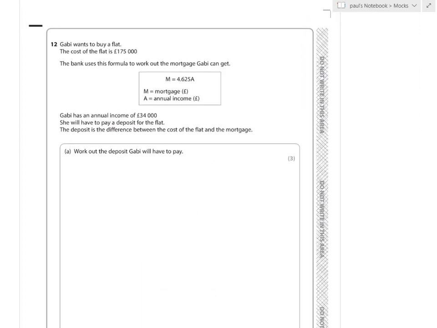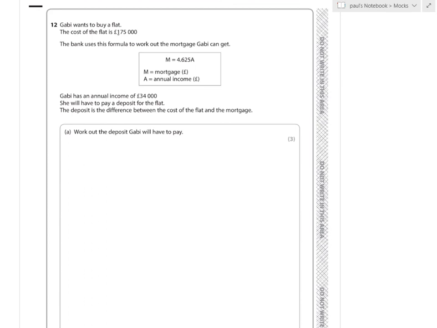Right. Gabby wants to buy a flat. The cost of the flat is £175,000. The bank uses the formula to work out the mortgage Gabby can get. The mortgage is 4.625 times A, where A is the annual income. Gabby has an annual income of £34,000. She will have to pay a deposit for the flat. The deposit is the difference between the cost of the flat and the mortgage.